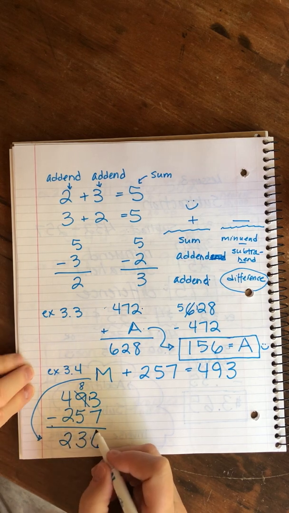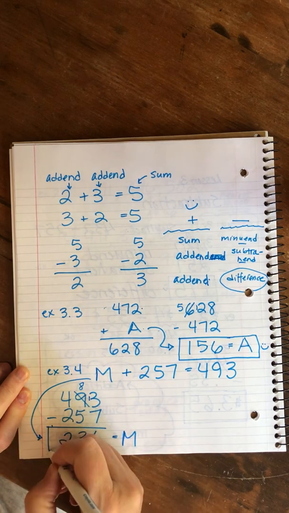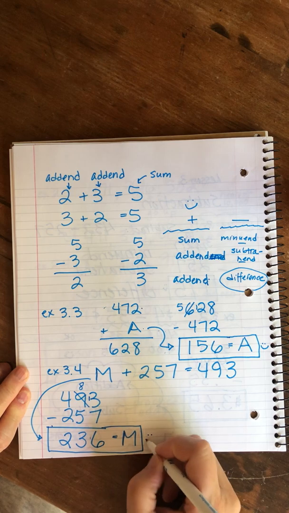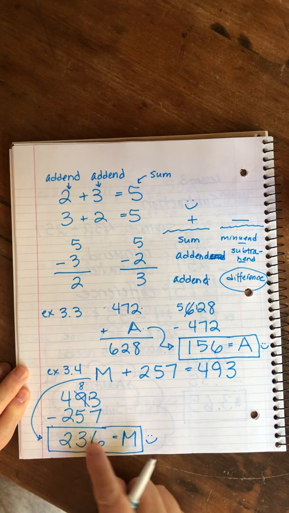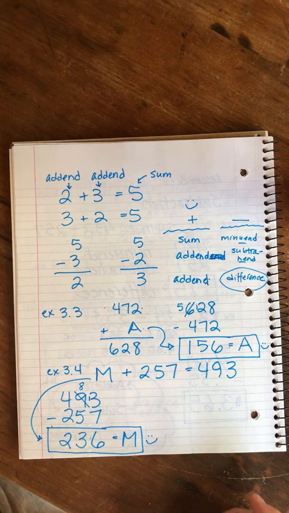If we were working together, you guys, I would be having you work all these on the board. And I'm sorry that we can't. Okay, 236 is our missing addend, or the difference between those two. Okay?